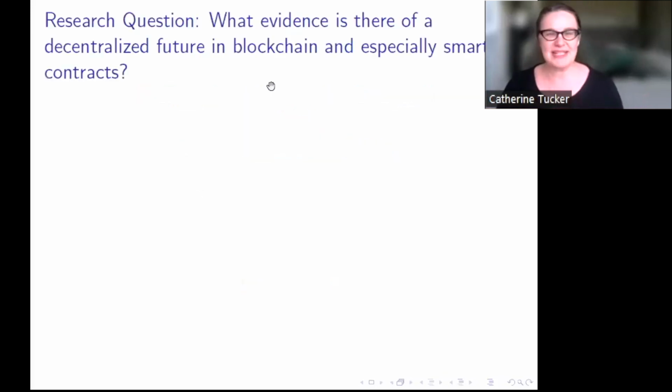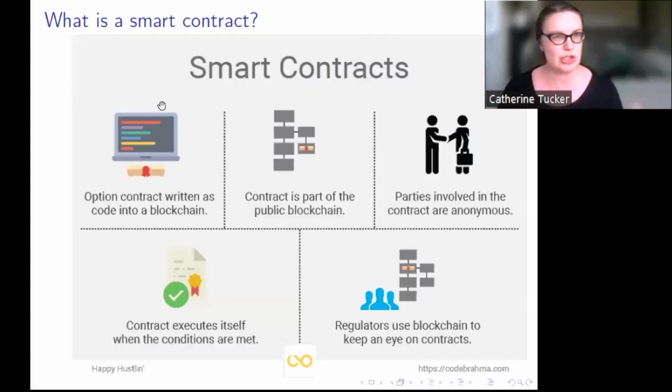Now, what are we going to be doing today? Well, I think the generalized question is this. Given how excited we are in general about blockchain, what can we say about its decentralized future? And I'm going to be using the example of smart contracts as a use case of blockchain. And I'm going to be tying that back to some general themes we have in IO about the diffusion of technologies. So that's going to be the general research question.